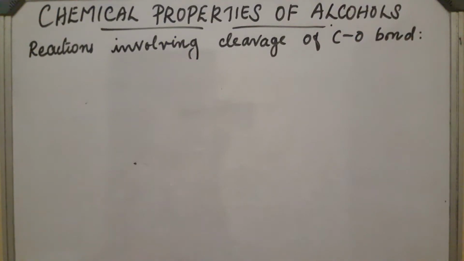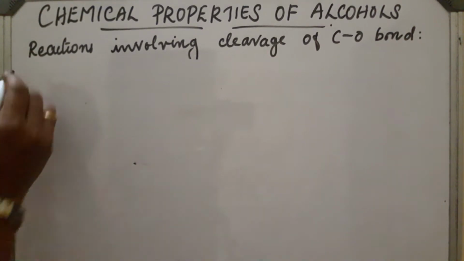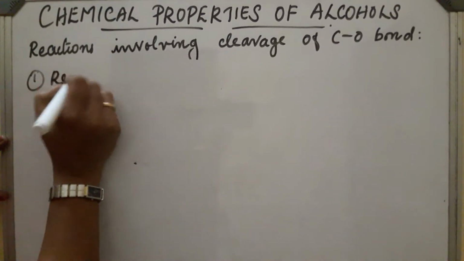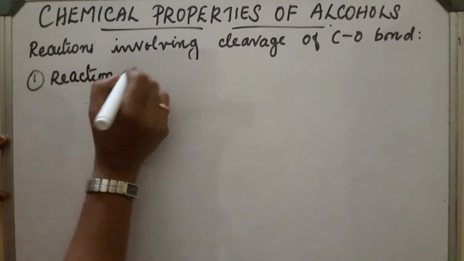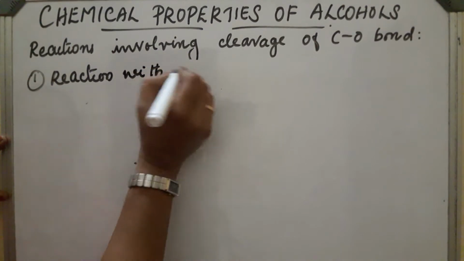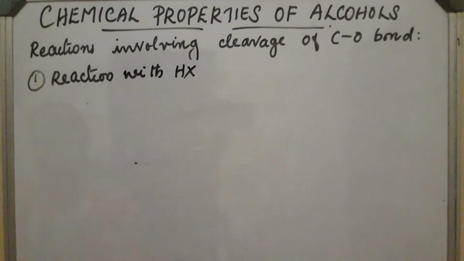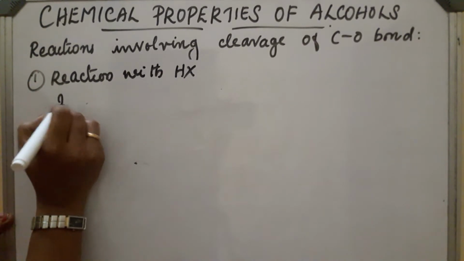Chemical properties of alcohols. Second type of reaction: reactions involving cleavage of the C-O bond. Here, the first reaction is the reaction with HX, or hydrogen halides. The reaction takes place in the presence of anhydrous ZnCl2.